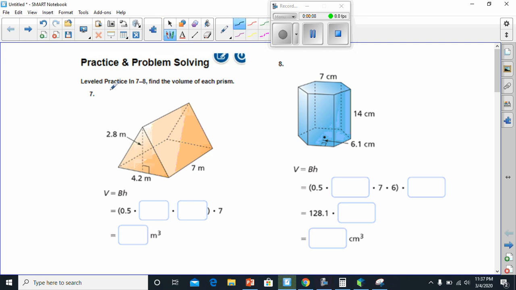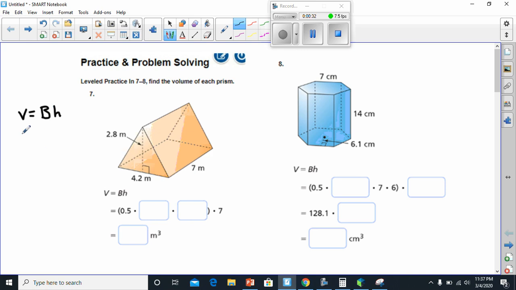First of all, we can see number 7 says level practice in 7 through 8, find the volume of each prism. If I'm finding the volume, first I want to make sure I'm using the formula, and that is that the volume equals the base times the height. Well, we have to find the formula of the base first.